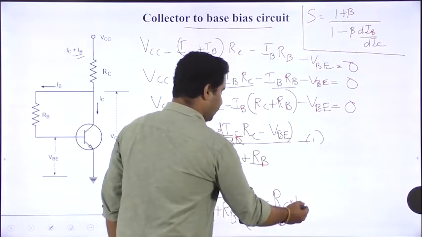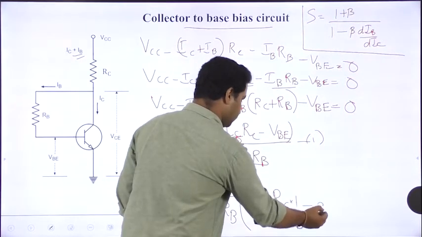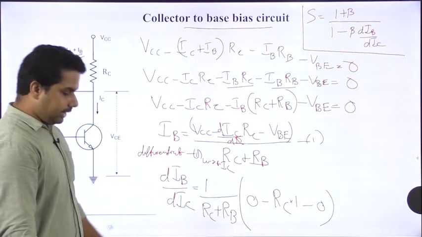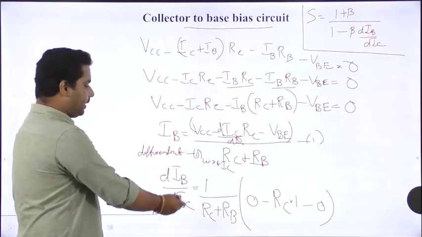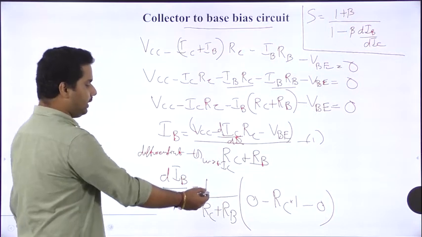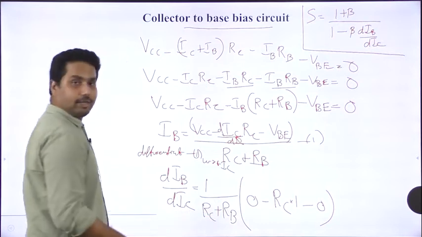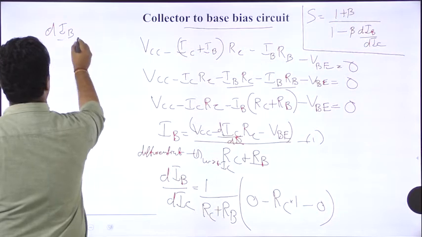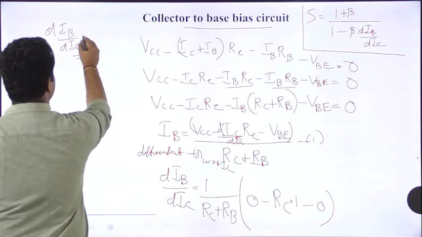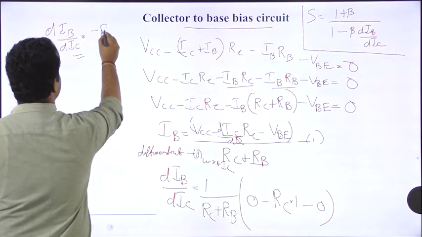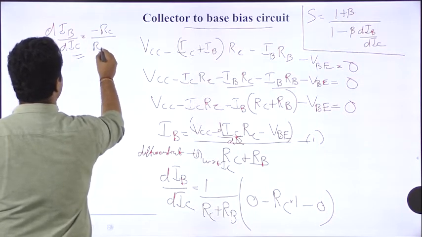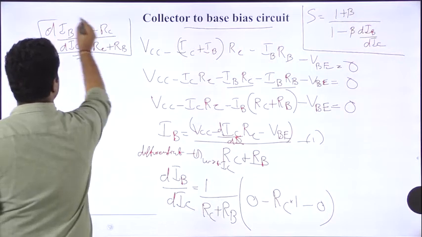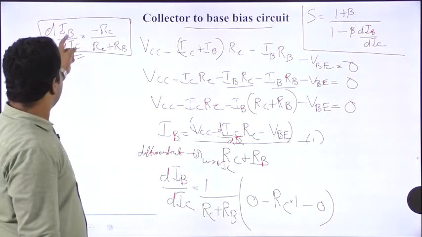You know that. Minus again VBE is a constant, 0. So what we are getting? What is this DIB by DIC? It is nothing but simply minus RC divided by RC plus RB. I will write here: DIB by DIC is equal to minus RC divided by RC plus RB. Yes. So we got DIB by DIC.